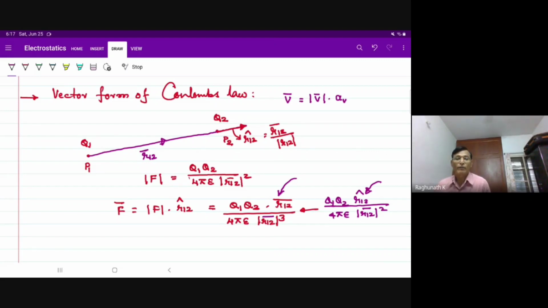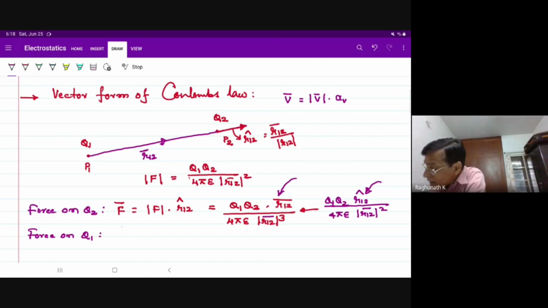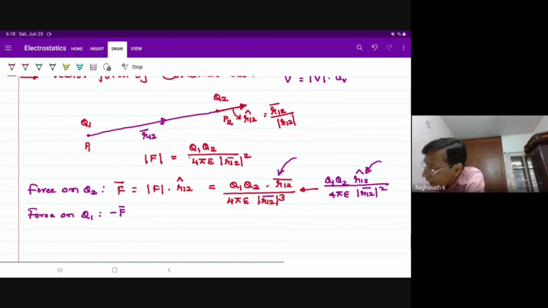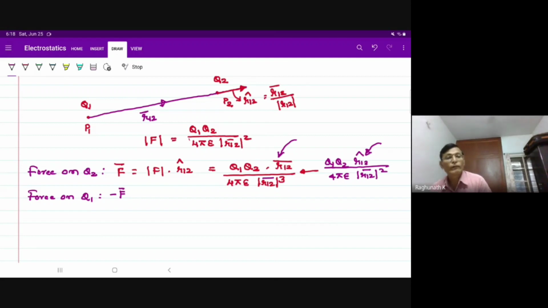Vector form of Coulomb's law. Now please see this. This is actually good for you. We assumed Q1 and Q2 to be positive charges and developed the expression for the vector force experienced by Q2. Force on Q2, I will keep it as F bar. What is the force on Q1? Force on Q1 is minus F bar because they are equal and opposite. Now please concentrate.